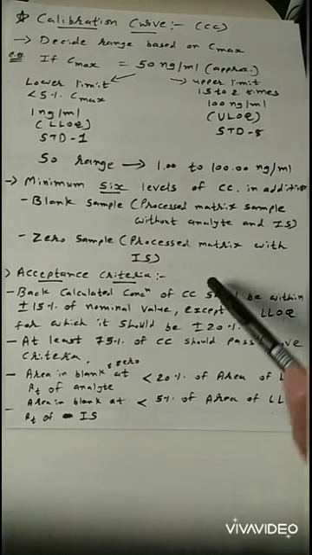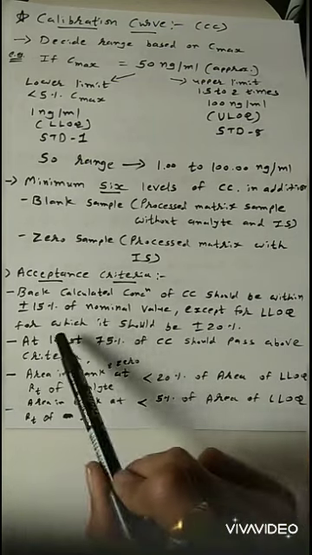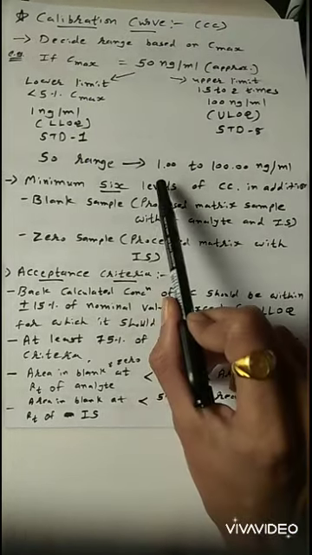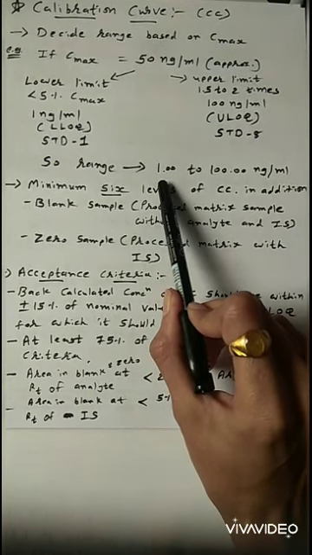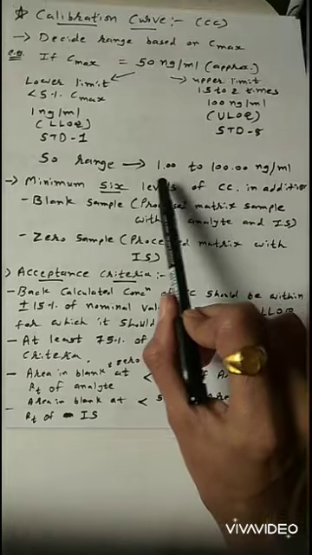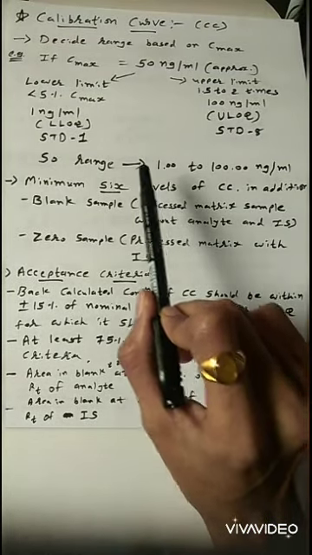Now, except for LLOQ, for which it should be plus minus 20%. For LLOQ, it can be plus minus 20%. That means it can range from 0.80 to 1.20.